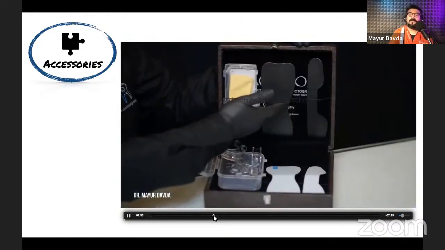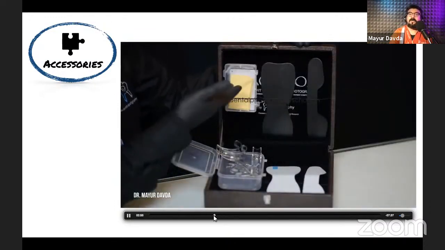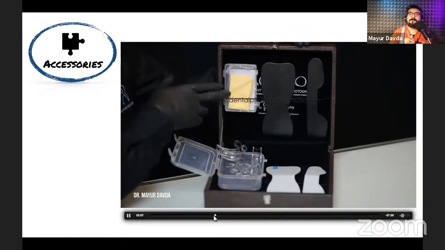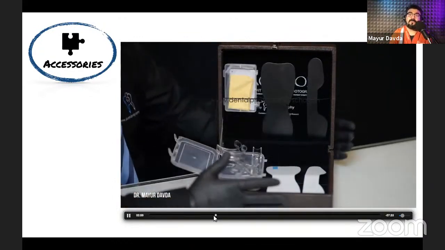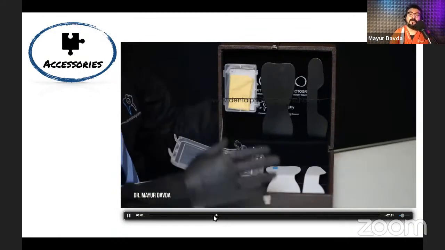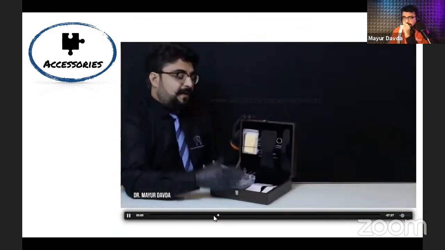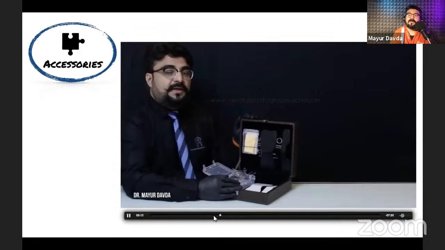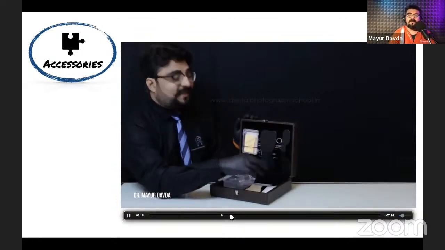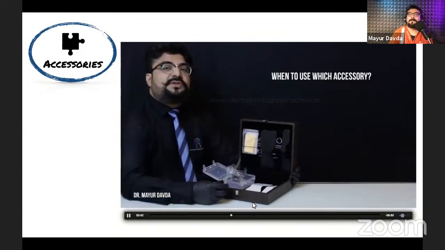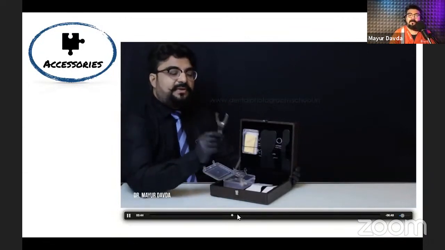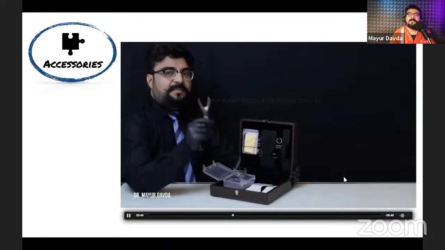And again, you can see the contraster should be contra-angled, because it helps you get a little bit more retraction, which would not have been possible if it were a straight contraster. So whenever possible, try to invest in equipment which is contra-angled, because it will give you that additional retraction. That is what I'm trying to explain. And you should also have different shapes of cheek retractors. Okay. Now I'm speaking about when to use which intraoral accessory.